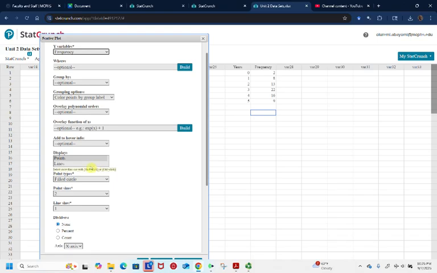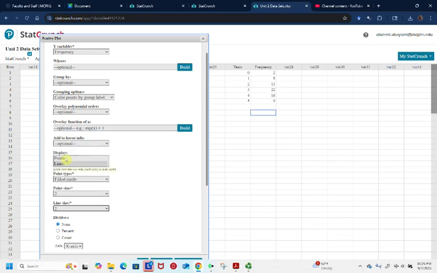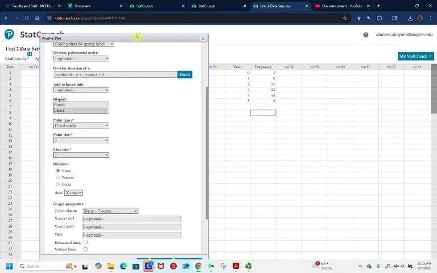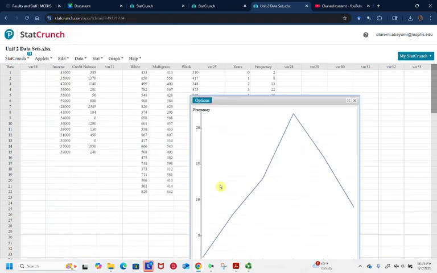And I'm also going to indicate that I want a line graph. So for the display, I want a line graph. And for the point type, it's up to you, but I like a filled circle. And for the point size and the line size, I want 2 since I'm drawing a line graph. This won't have much of an effect since I'm dealing with a line graph. And with that, I am going to drag this up and click on compute.